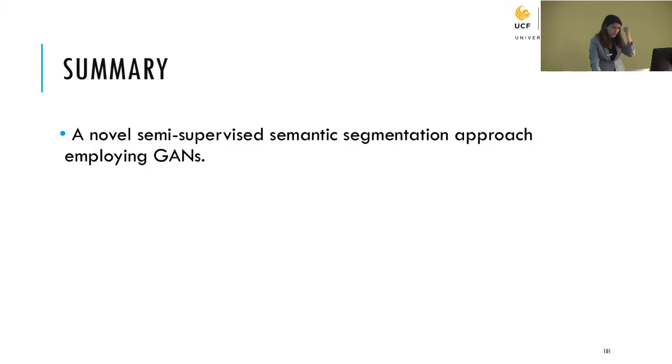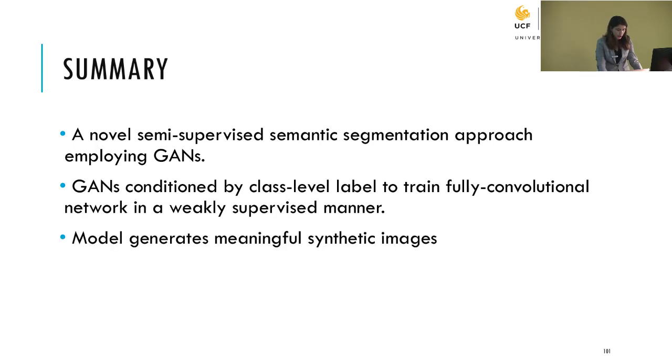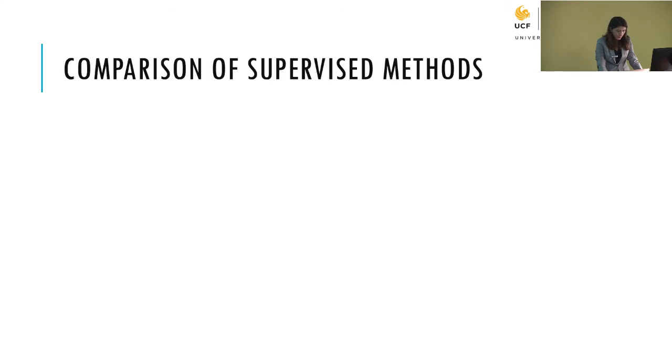So the summary of this chapter is we propose a novel semi-supervised semantic segmentation. We use GAN. Also, we extended this using the weakly labeled data to have a weakly supervised approach. Our model generates meaningful synthetic images as well.